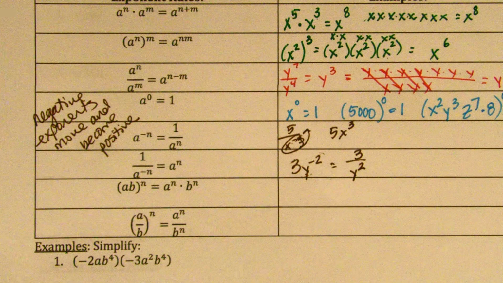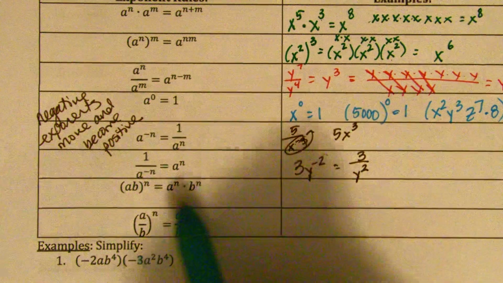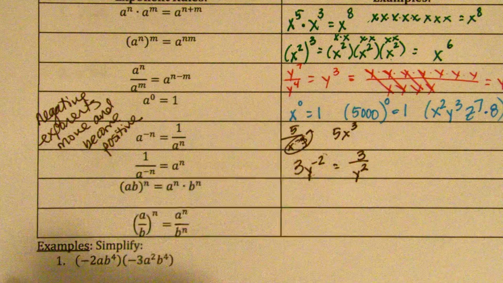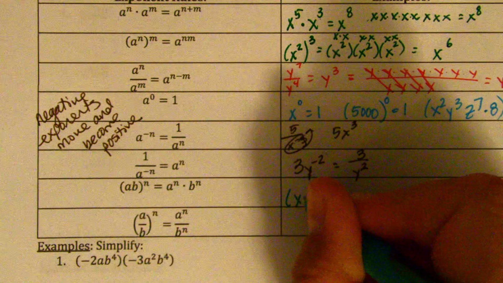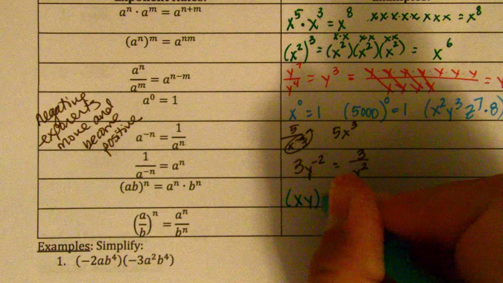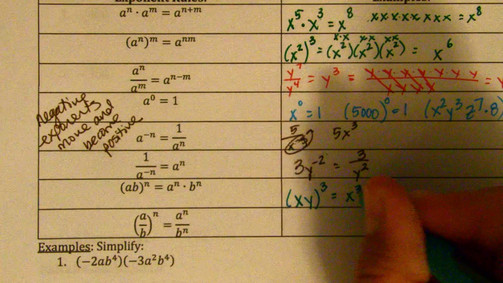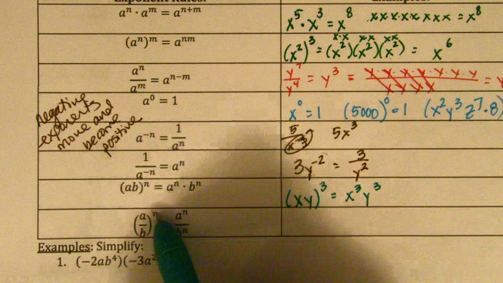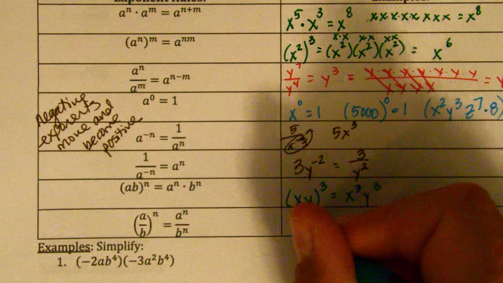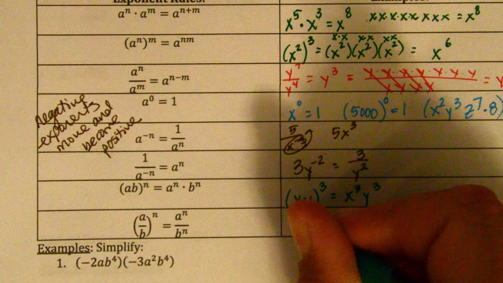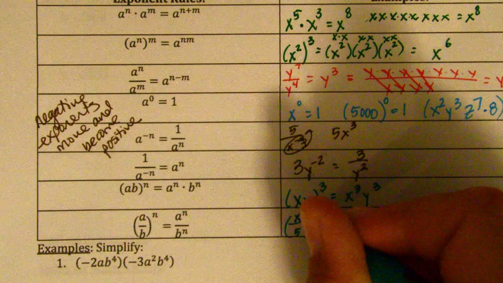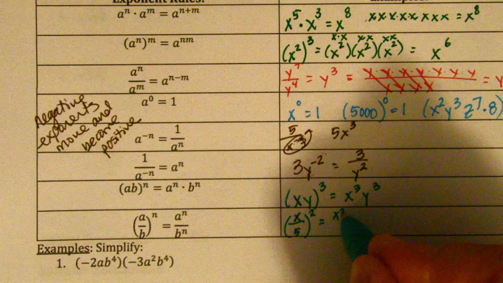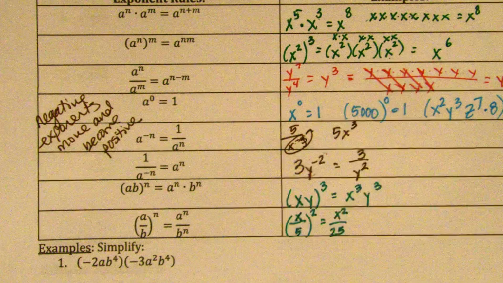These last two rules are distributing exponents. So this exponent here goes onto the a and onto the b. So if I have, let's say, (xy) to the third power, that becomes x cubed, y cubed. Same thing with division, as long as those parentheses are around the whole fraction. If I have something raised to a power, let's say I have (x over 5) squared, that power goes onto both of those, and that becomes x squared over 25, which is 5 squared.